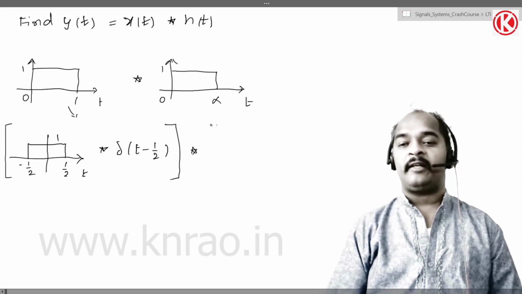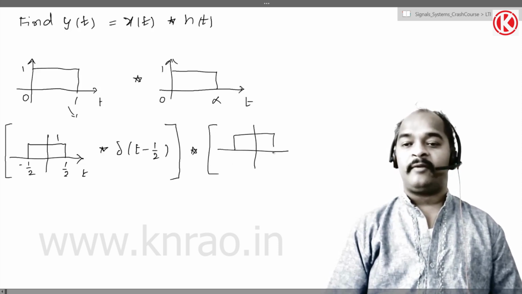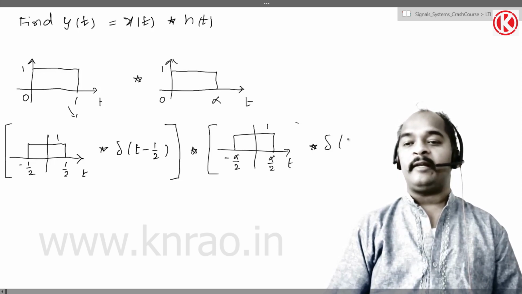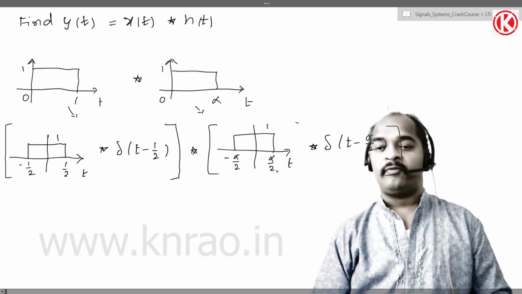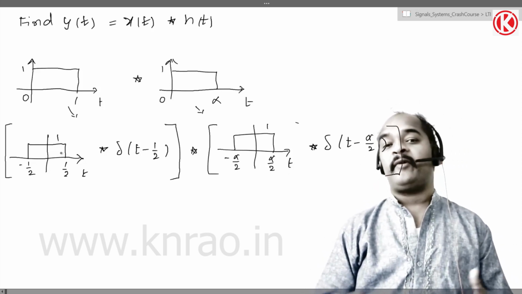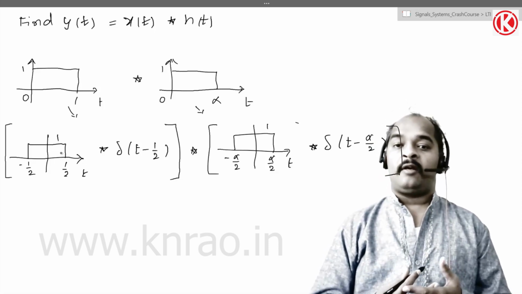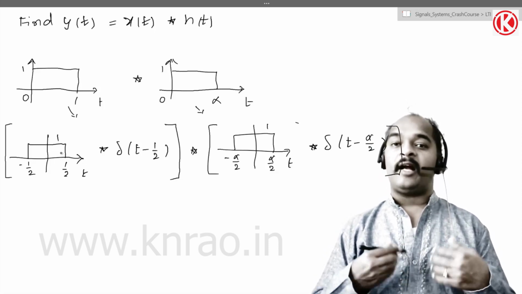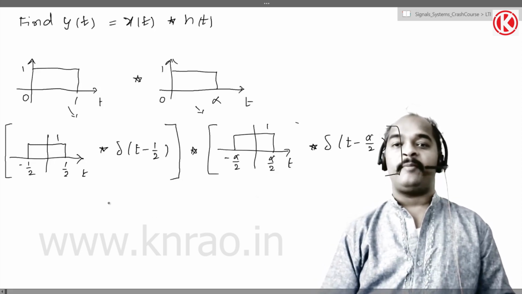And this is again convolved with another rectangle from where to where? From minus alpha by 2 to plus alpha by 2 with amplitude 1, convolved with whom? Again delta of t minus alpha by 2. So that is the second signal. The second signal can be written in this form and the first signal can be written in this form. But why do we do that? Because we know the convolution of two rectangles of different width gives a trapezoid, and that holds only if the rectangles are symmetric. Now we have symmetric rectangles.